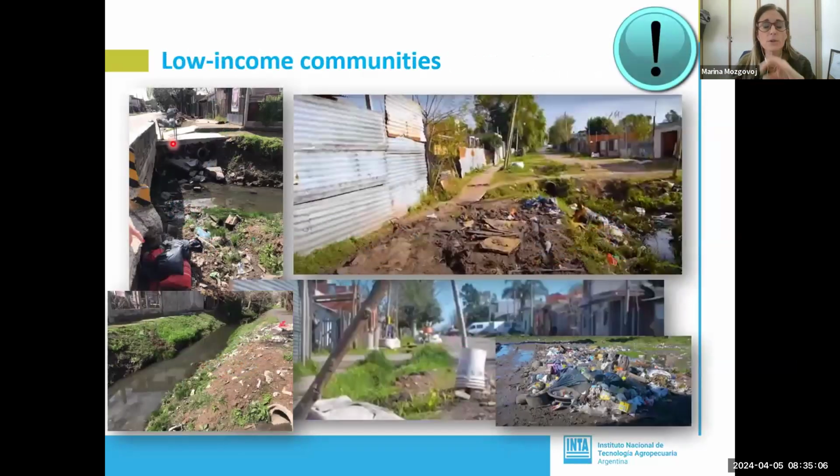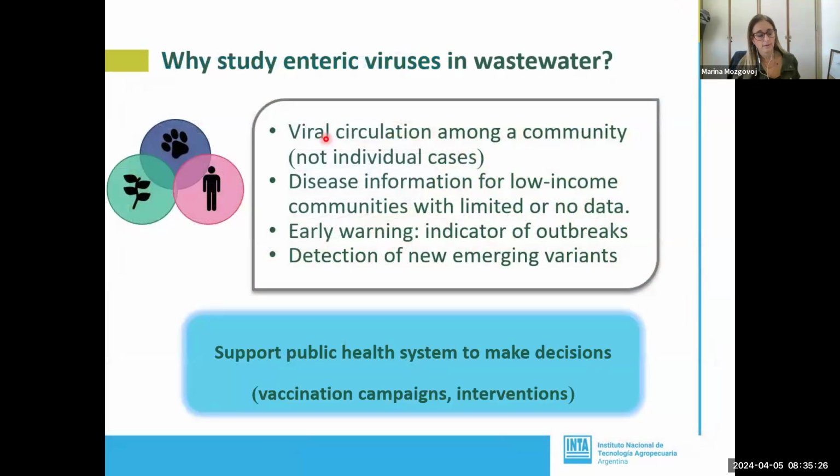So, wastewater surveillance is especially important in low-income communities, where viral infections are underestimated, mainly because of the low detection by traditional methods and also difficult access to healthcare. So in summary, wastewater surveillance can provide viral information regarding viral circulation among a community, not only individual reported cases, also disease information for low-income communities with limited or no data at all, and it can provide an early warning of potential outbreaks and the detection of new emerging variants.